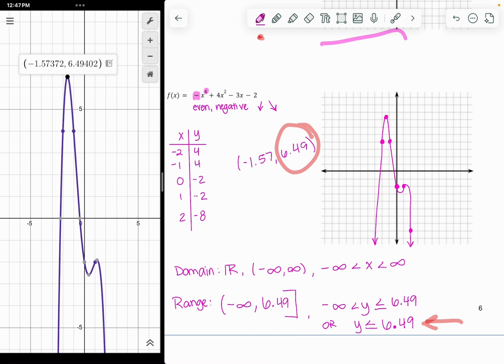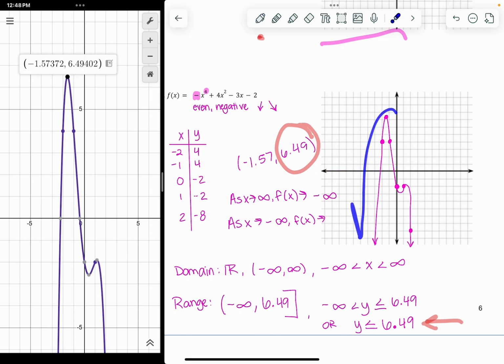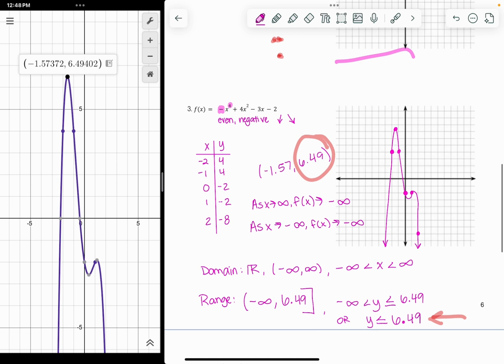And last but certainly not least, we just have to do our end behavior, which is going to say as x approaches infinity, my function does what? As x goes this direction, my function is going down towards -infinity. And as x approaches -infinity, what is my function doing? As my x's get smaller, my function is going down towards -infinity. I want you to do 2 and 4 on your own, and we'll check back in.